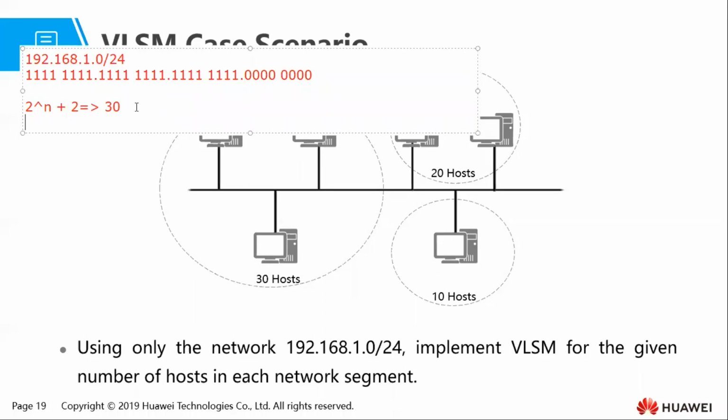Okay, so generally we want 2 raised to power n to be equal to or greater than 32. Here I actually put 2 wrong. I think the formula is wrong. It's supposed to be 2 raised to power n minus 2. It should be plus 2 because we are adding the host and the network. No, the network and then broadcast.